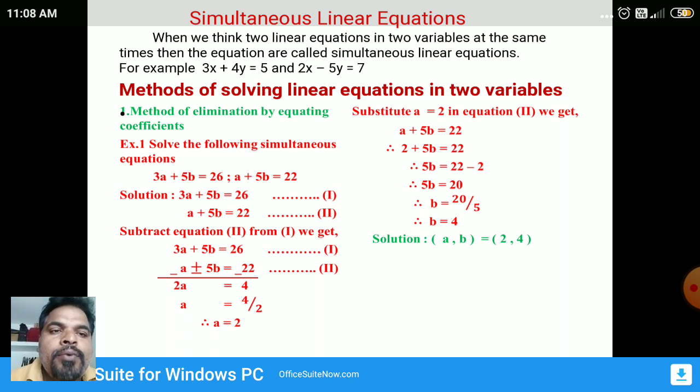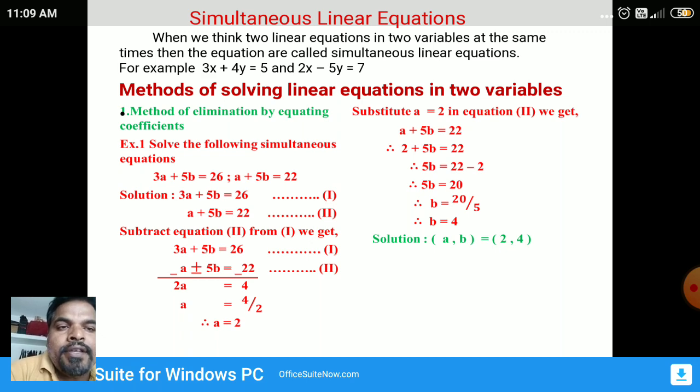Therefore 5b is equal to 22 minus 2, therefore 5b is equal to 20. Therefore b is equal to 20 upon 5, therefore b is equal to 4, that is the value of b is equal to 4. Now the solution of this equation (a, b) is equal to (2, 4), that is the value of a is 2 and the value of b is 4. This is the method of elimination by equating coefficient.